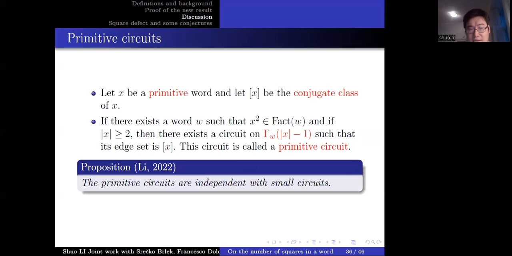And the crucial point is that all primitive circuits are independent of the small circuits. So if we add the number of primitive circuits and the number of small circuits up, the total number will be upper bounded by the length of W minus the size of its alphabet. So this is the crucial point to say that the upper bound is not sharp.